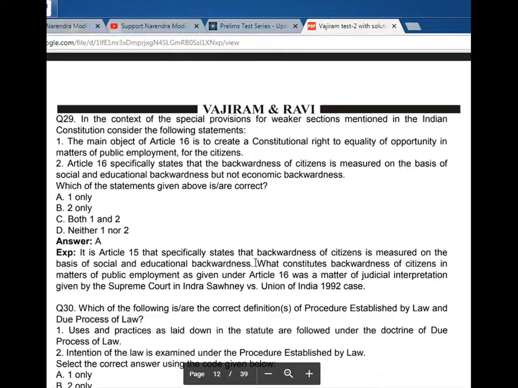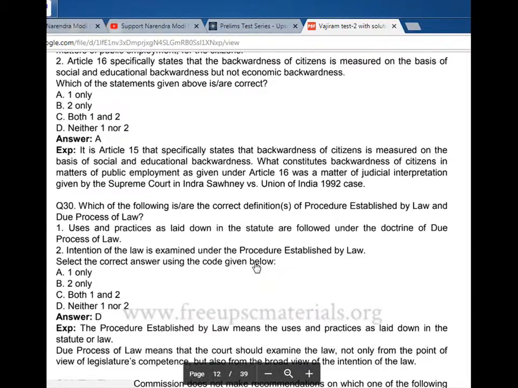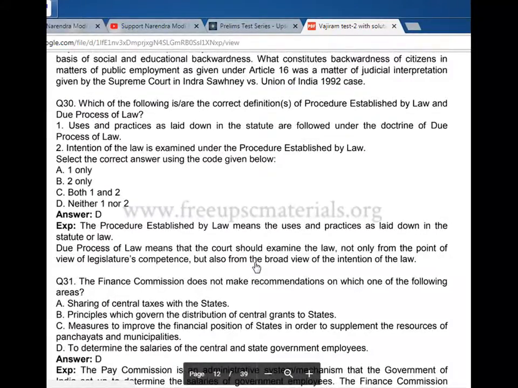And second is Article 16, which states that backwardness of citizens is measured on the basis of social and educational backwardness, but not economic backwardness. So second is not correct. It is Article 15 that specifically states that backwardness of citizens is measured on the basis of social and educational backwardness. What constitutes backwardness of citizens in matters of public employment, as given under Article 16, was a matter of judicial interpretation given by the Supreme Court in the Indra Sawhney versus Union of India 1992 case.